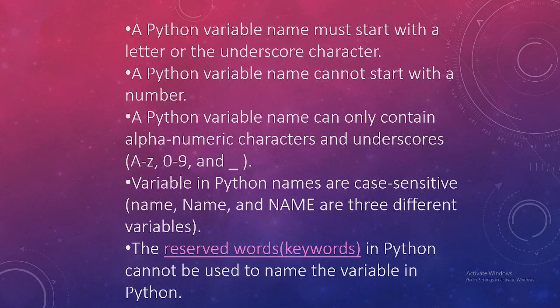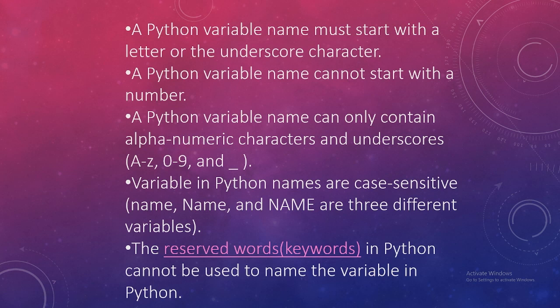A Python name can contain only alphanumeric characters and underscore. Alphanumeric characters include capital A to capital Z, small a to small z, numbers from 0 to 9, and underscore.